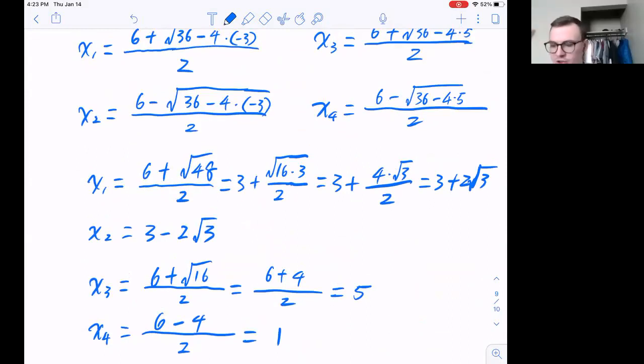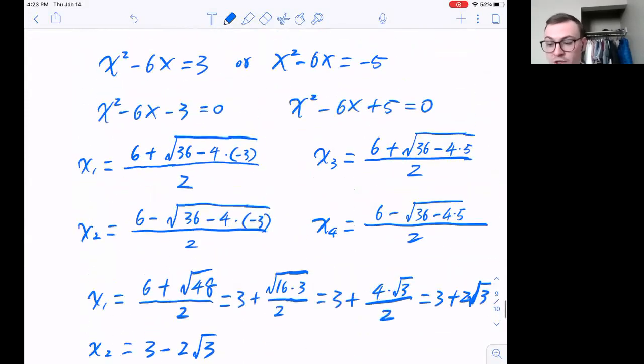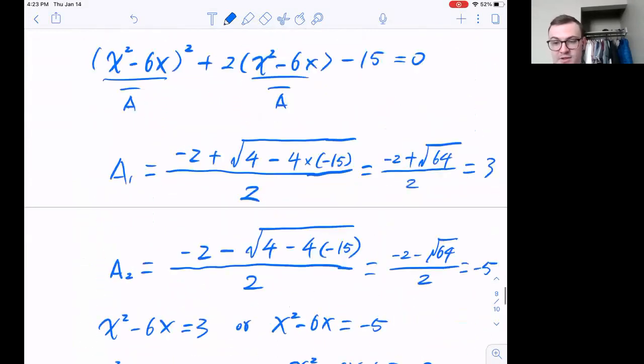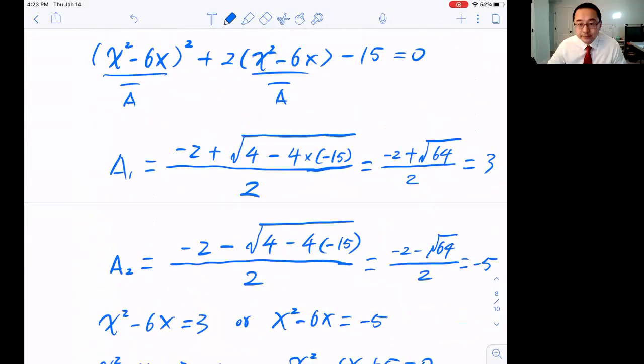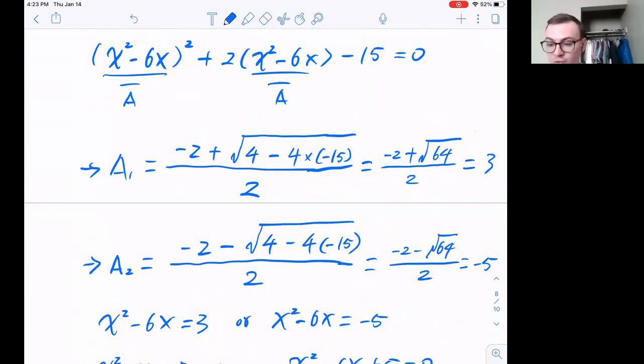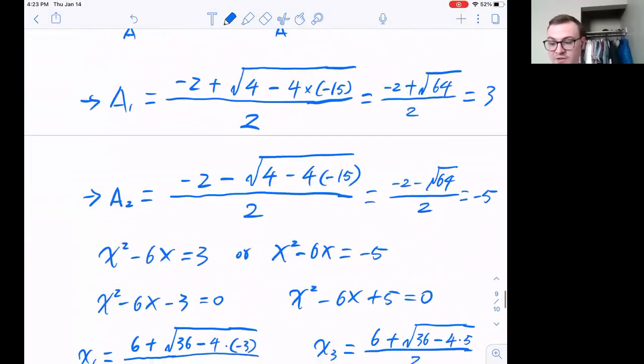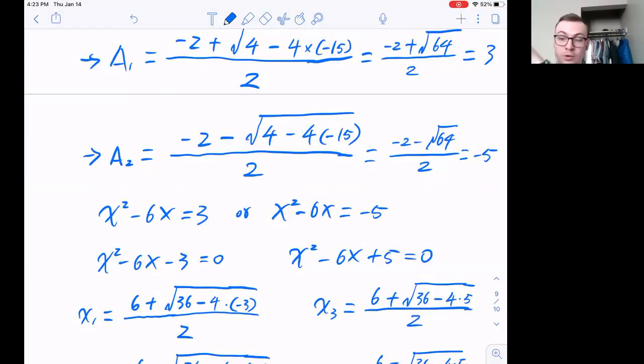Brother Ma, I have a question. Sure. So just to verify, for this question, the first time that you do the quadratic formula, you're treating x squared minus 6x as if it's just x. Right, yeah, we called it a. That's why we had a1 and a2 right here. And then you solve for x squared minus 6x equal to -5 or 3, and then you have to do the quadratic formula again.